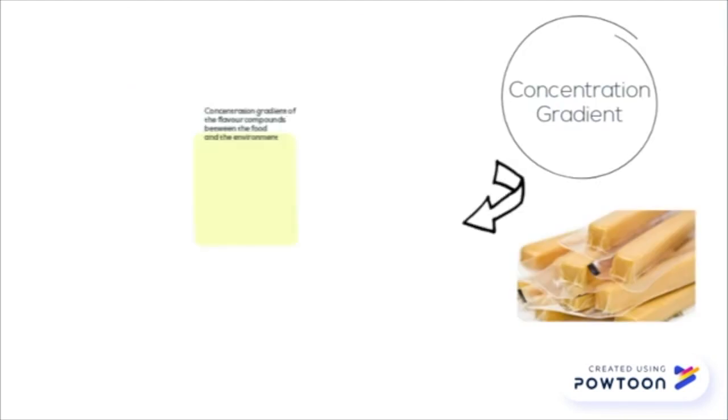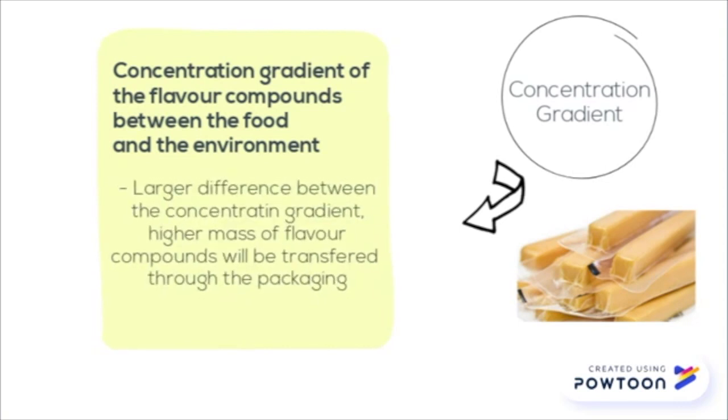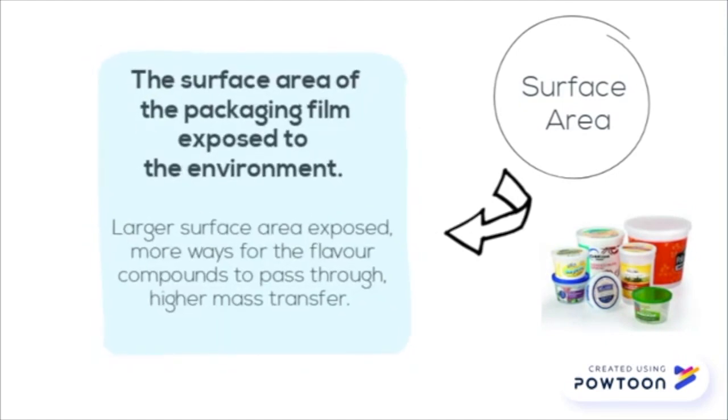The concentration gradient of the flavor compounds between the food and the environment will also affect the mass transfer. The larger the difference in concentration gradient, the higher the mass of flavor compounds that will be transferred through the packaging. The mass transfer of flavor compounds is also affected by the surface area of the packaging film exposed to the environment. For example, the larger the surface area exposed, there will be more ways for the flavor compounds to pass through, hence it results in a higher mass transfer.